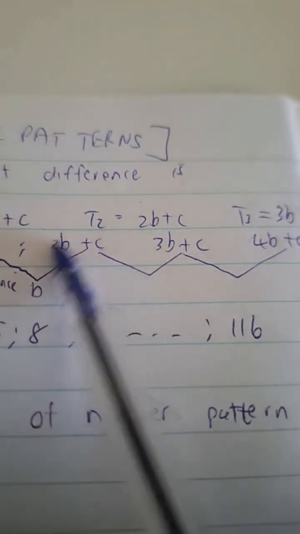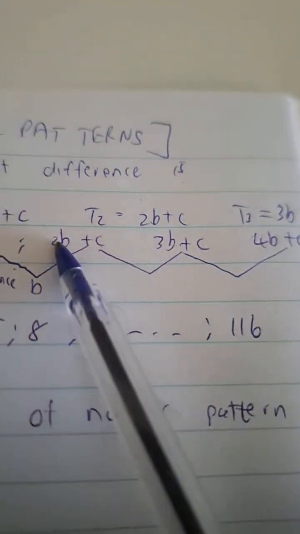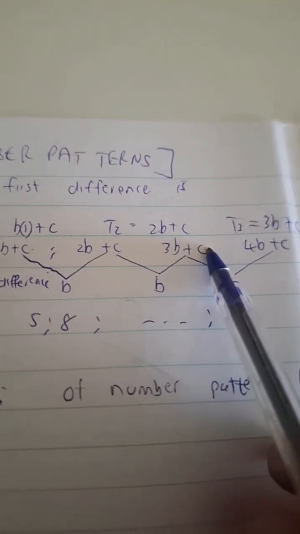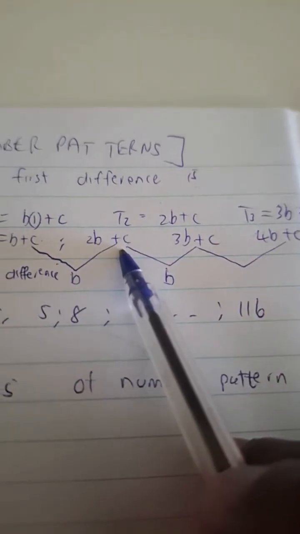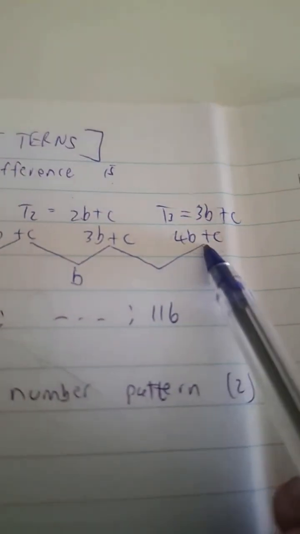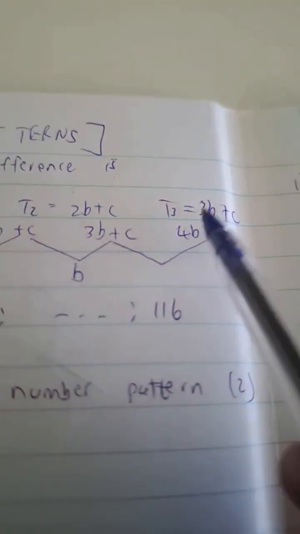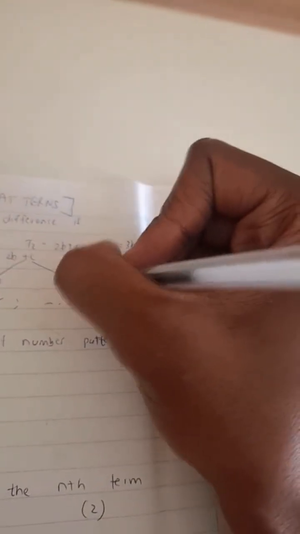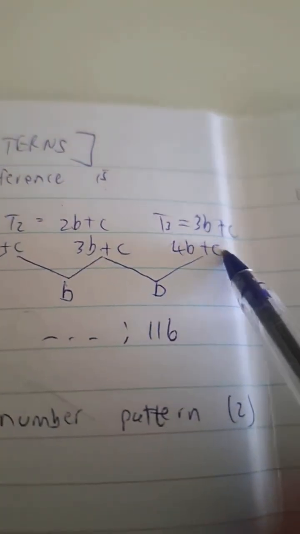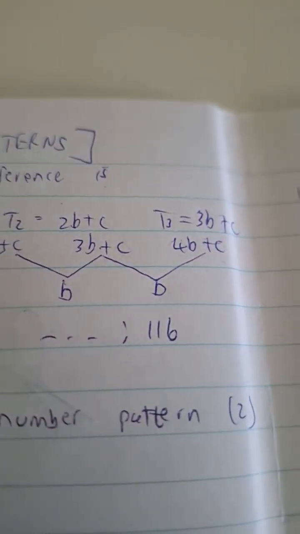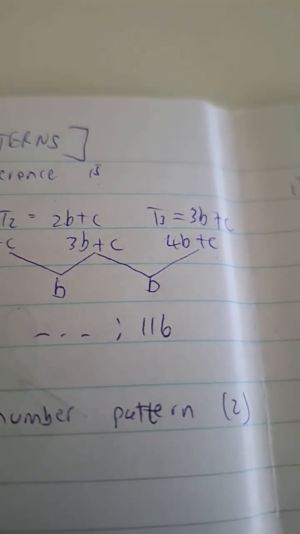Let's move on to 3B plus C minus (2B plus C). What's 3B minus 2B? That's also going to be B. Then what's C minus C? That will give us 0. So we are left with B again. What about 4B plus C minus (3B plus C)? What's 4B minus 3B? That also gives us B. And then C minus C gives us 0. So that means we have B.